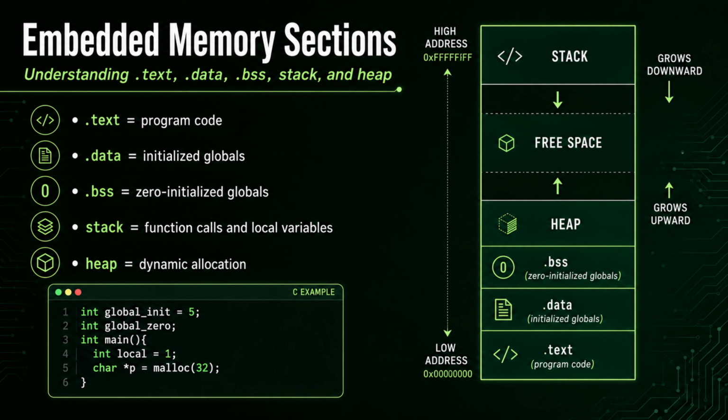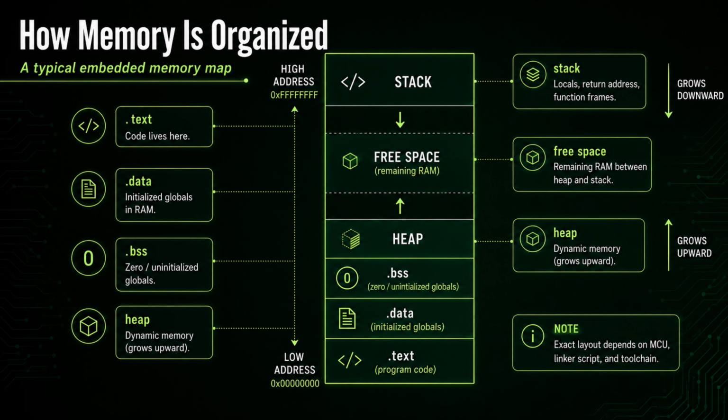In embedded systems, this topic is very important because memory is limited. A small microcontroller may have only a few kilobytes of RAM. If we do not understand where variables are stored, we can easily waste memory, overflow the stack, or create unstable firmware. Before we go section by section, let's first understand the general memory map.